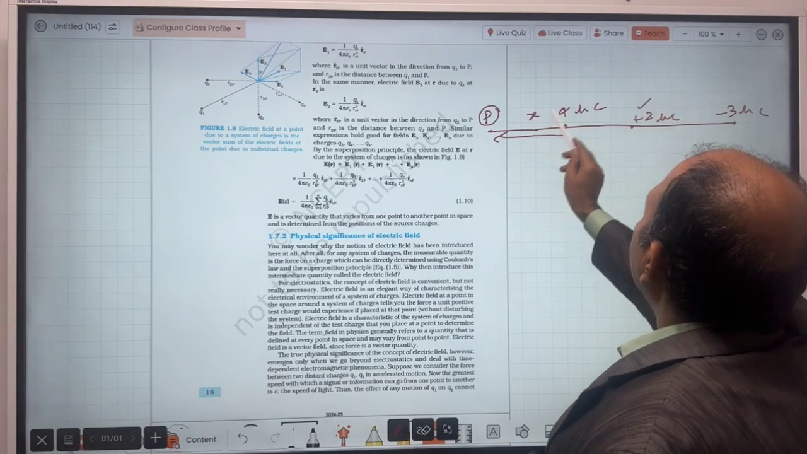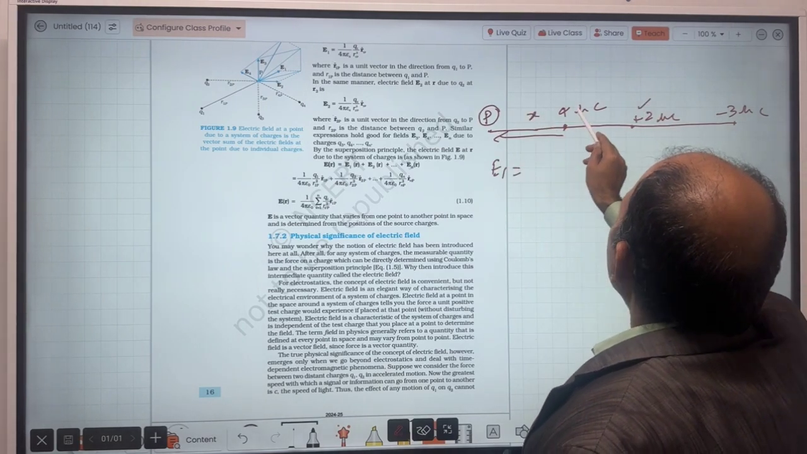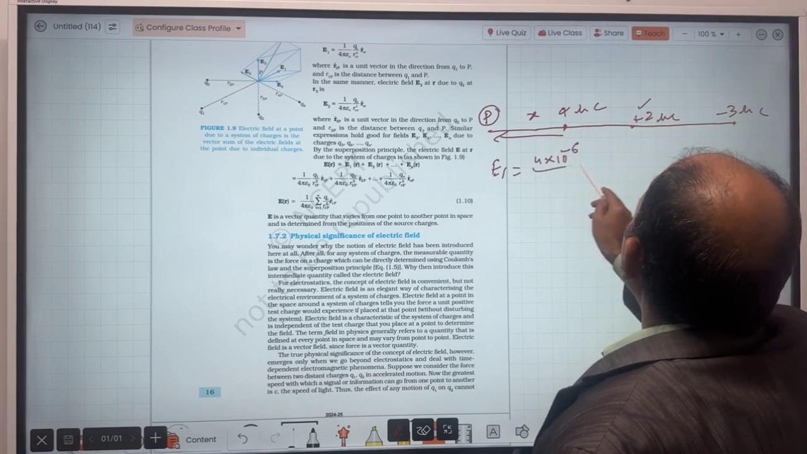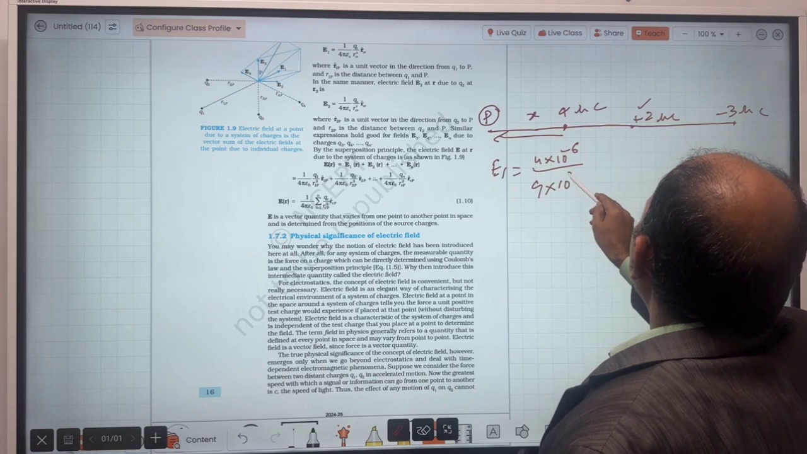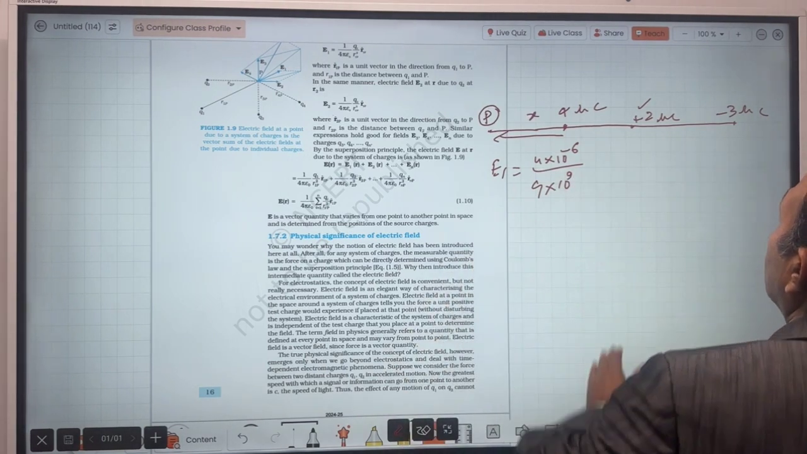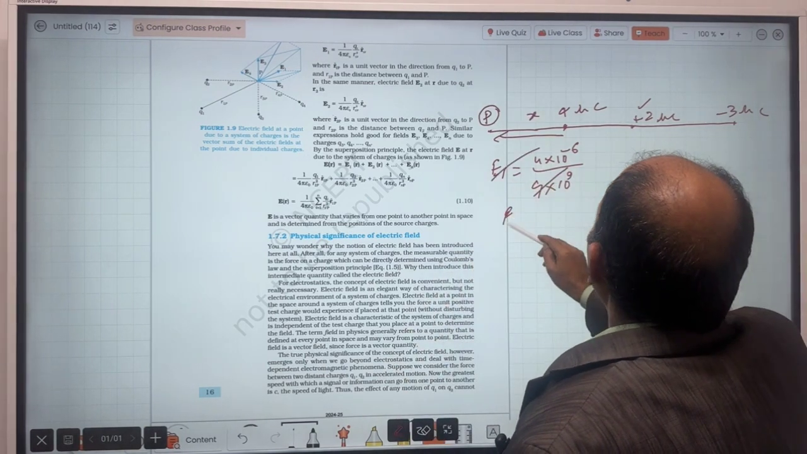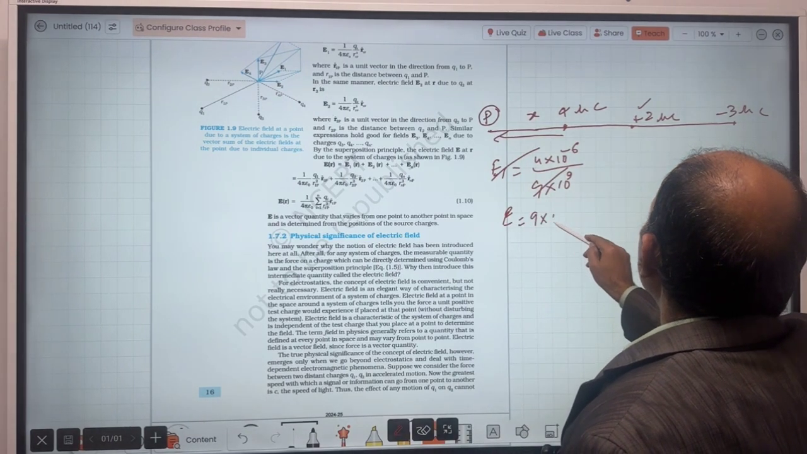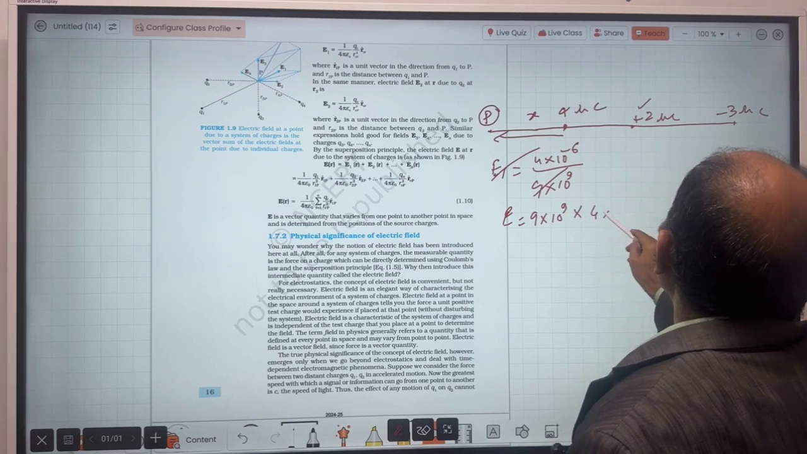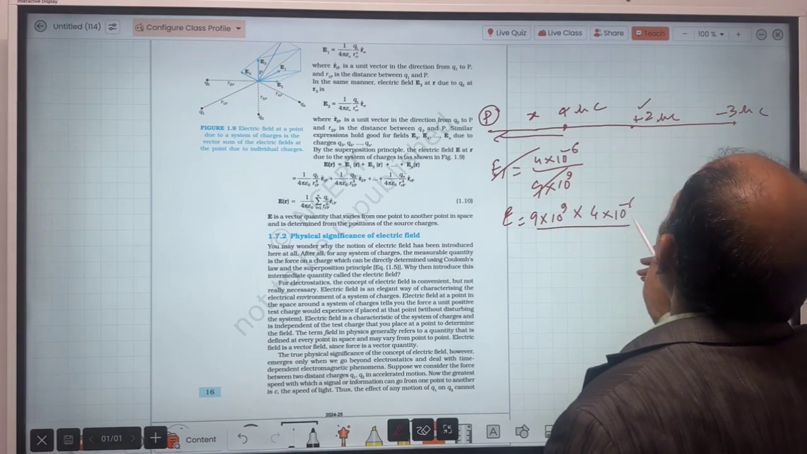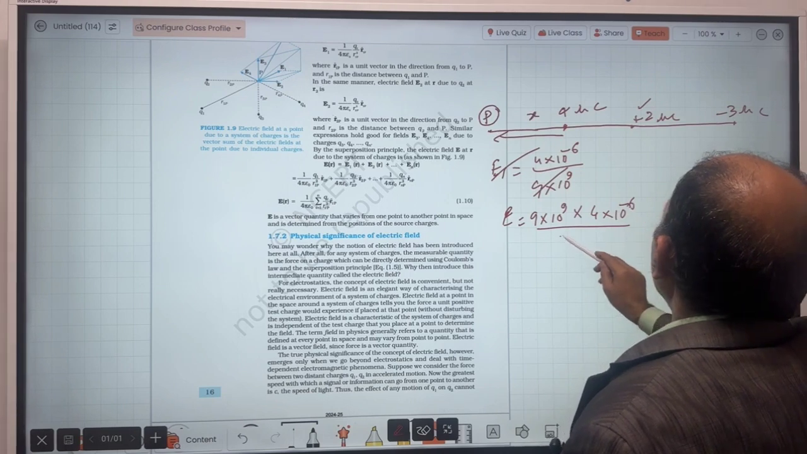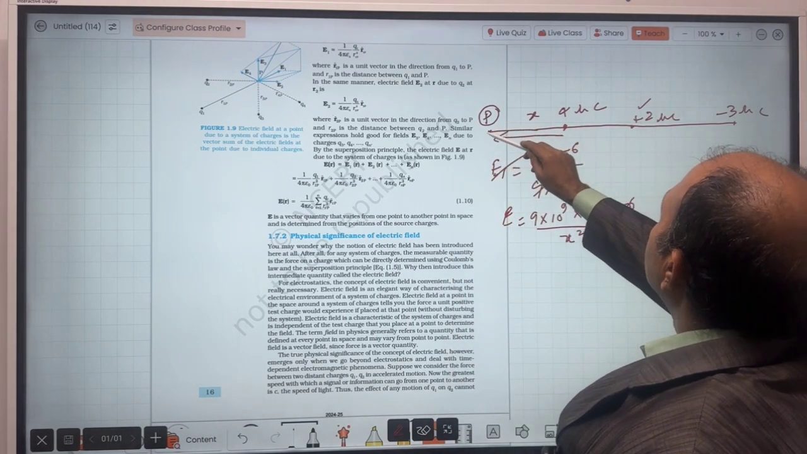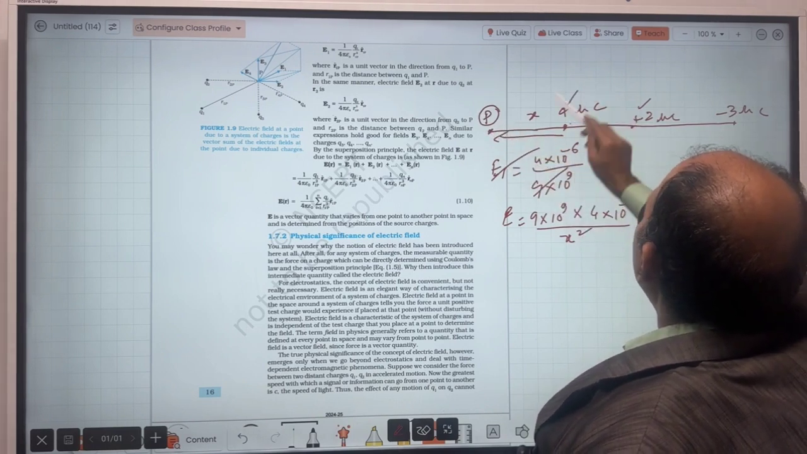If the distance is, suppose, x, we can find E1 equal to 9 into 10 to the power 9 into 4 into 10 to the power minus 6 divided by x square. So E equals Q upon 4 pi epsilon naught r square, where Q is 4 into 10 to the power minus 6, divided by the separation square. Here we have taken just x. So this is E1, meaning the electric field at point P due to this 4 microcoulomb charge.